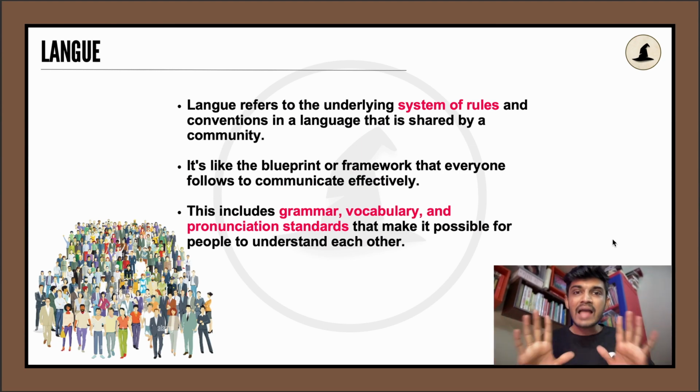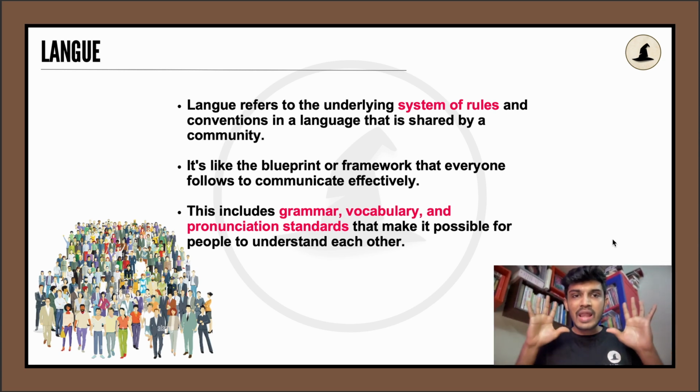What is Langue? Langue refers to the underlying system of rules and conventions in a language that is shared by a community. I'll try to put this in simple words. Let's take English language for example. All of us speak English, all of us write in English, all of us understand English. Now, this language, English, has a system of rules, right? There are grammar rules, there is a specific set of vocabulary, there is an order with which we should write a sentence. There are rules. This language, English, and for that matter any language, is under the control of all these rules.